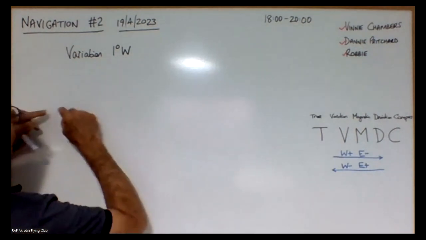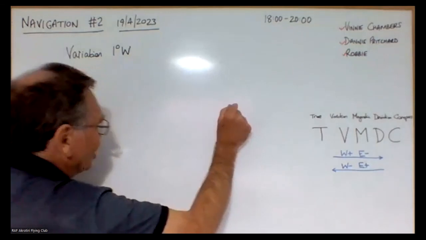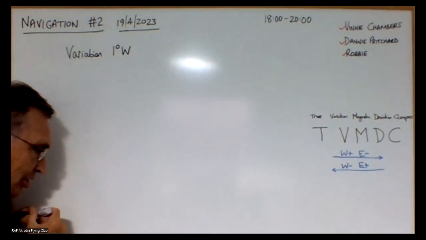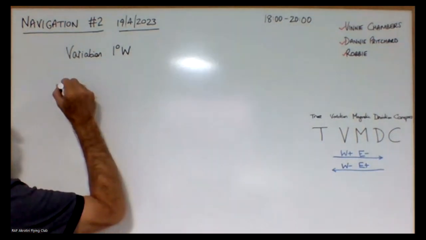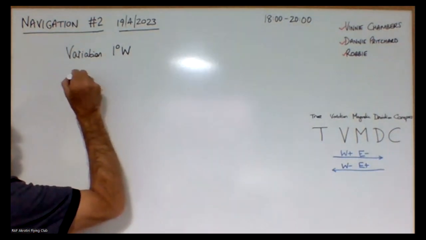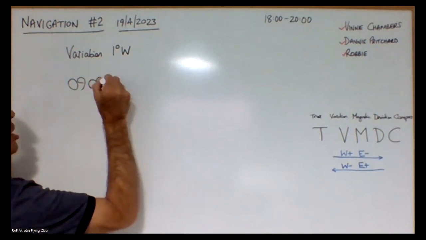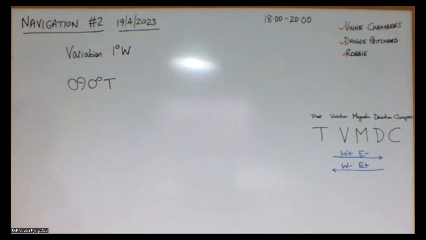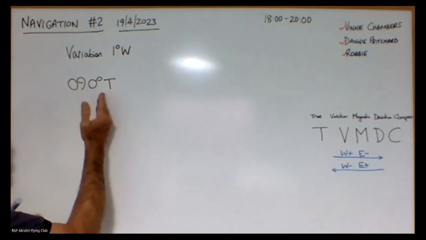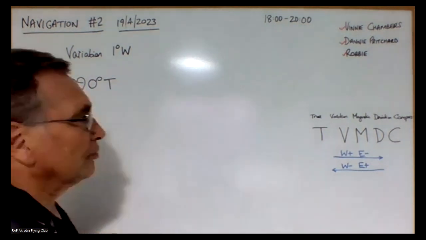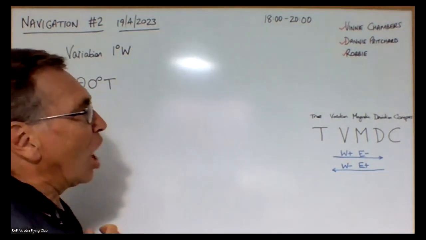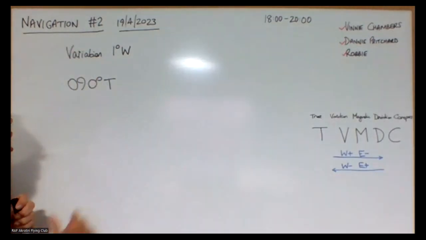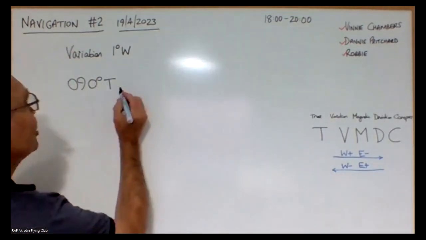So I want to fly, I want to draw a line on my chart. I find out it's exactly east, and it's 090 degrees true. What is that magnetic?